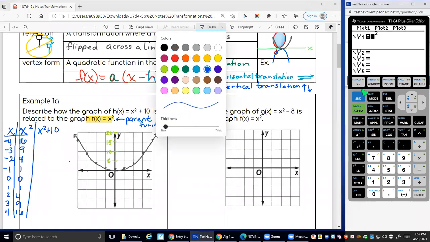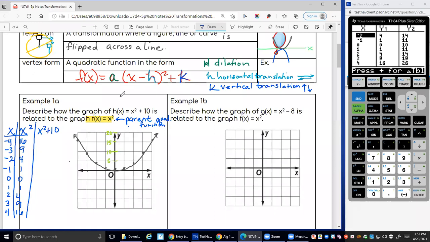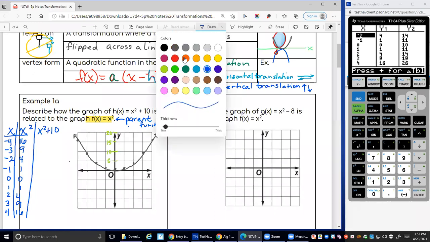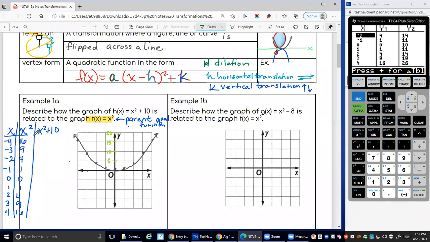I could put it in my calculator. Put it right here: x to the second power plus 10. And I'm going to look at my table, second graph. So let's put in some values from the table here. I'm looking at -4. Let me go up. I got 26. I got 19.